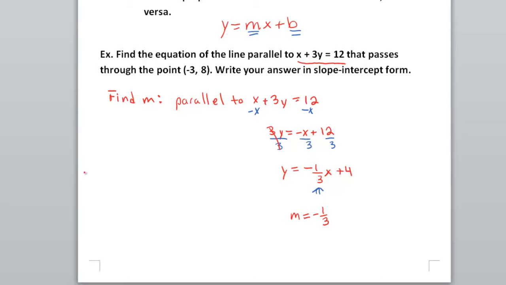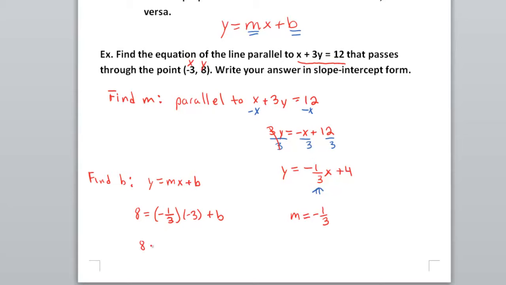Now we need to find B. We can find B by plugging in the point that we know is on the line to our slope-intercept form, just like we did before. Our x is -3 and our y is 8, and we know this point is on the line because it tells us that it passes through this point. So when we plug in 8 for y, we know that x is -3, and we found our slope, which is -1/3. So with all of that plugged in, we can now just solve for B.